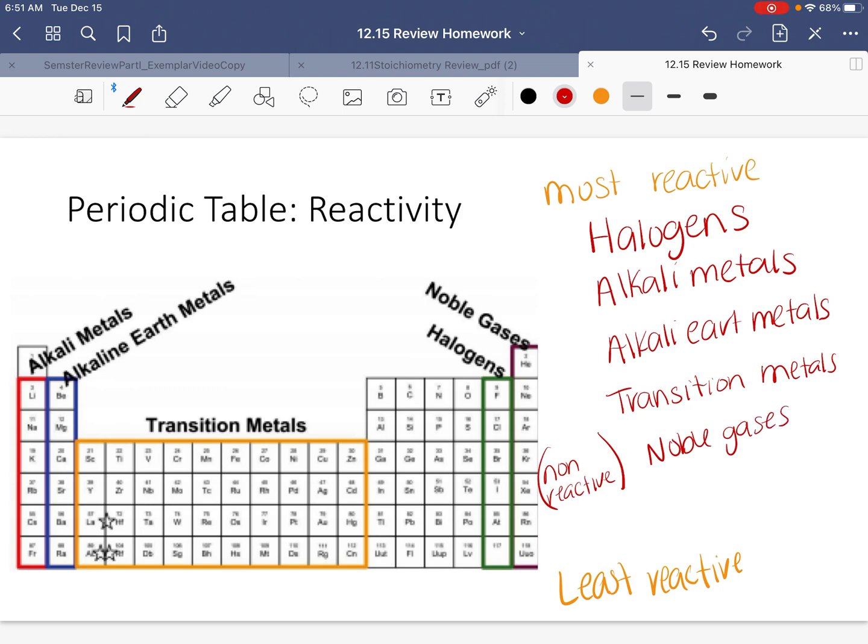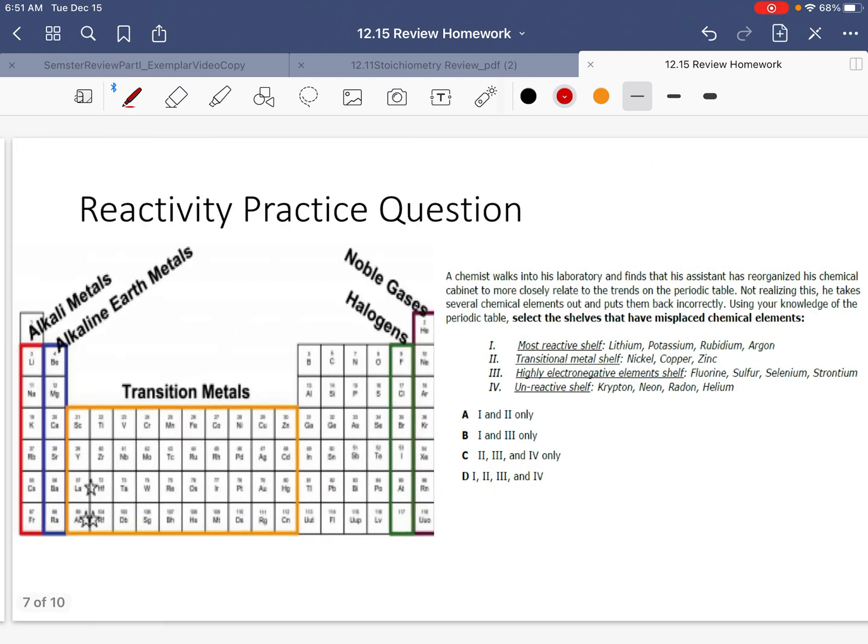So again, halogens are the most reactive, alkali metals are after that. Then you have your alkali earth metals, transition metals, and lastly, your non-reactive family is your noble gases.